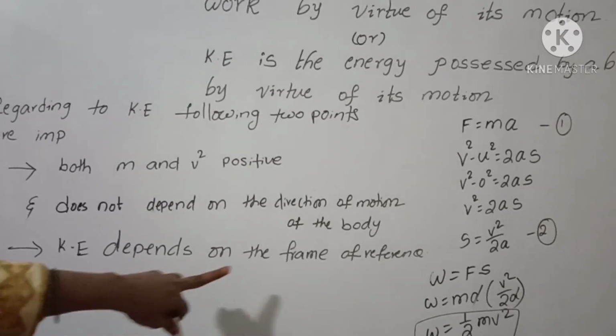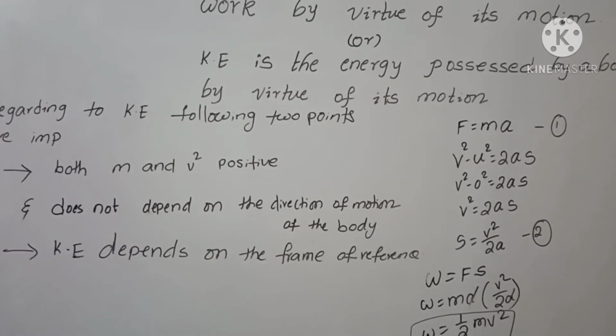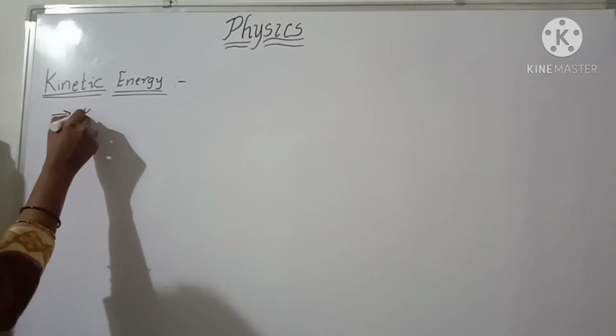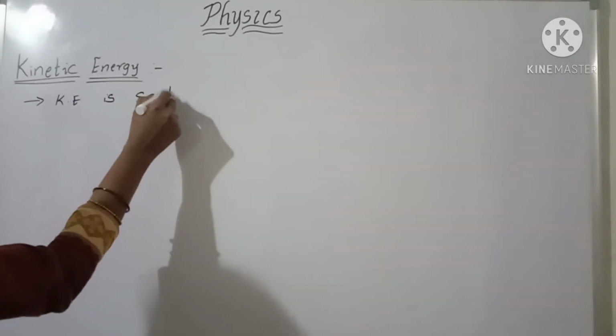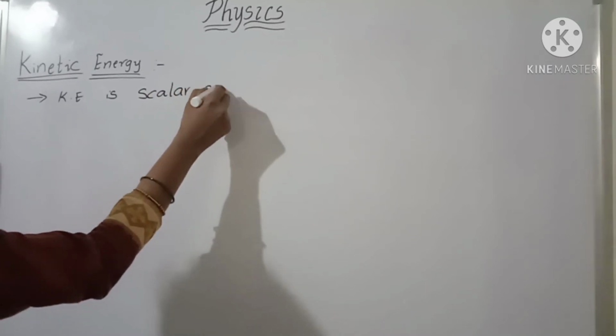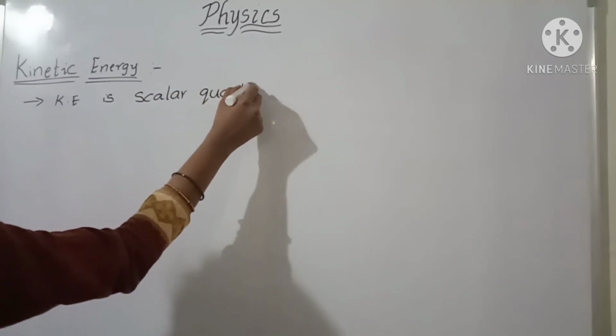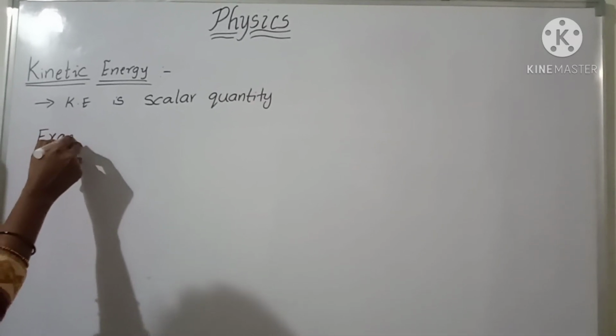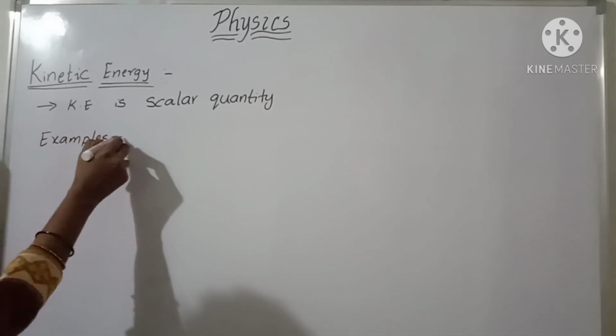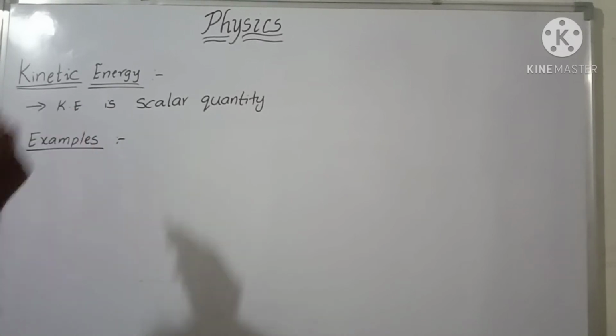Now see, kinetic energy depends on frame of reference. How is it possible, let us see. Kinetic energy is a scalar quantity. Scalar means it only has magnitude, there is no particular direction. Already you know that. And the second one is the examples. Now what are the examples for kinetic energy? Let us see here.